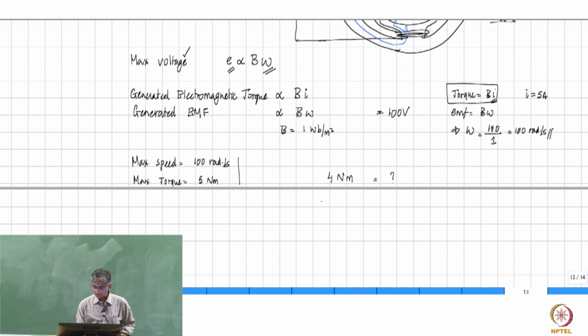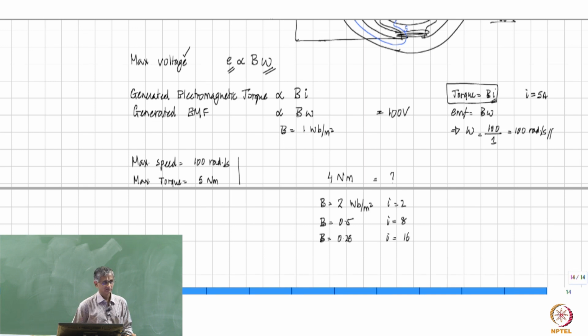I can say that my value of B will be equal to 2, and then I equal to 2. I can say B equal to 0.5 and then I equal to 8. I can say B equal to 0.25, then I equal to 16. Which combination will you use?